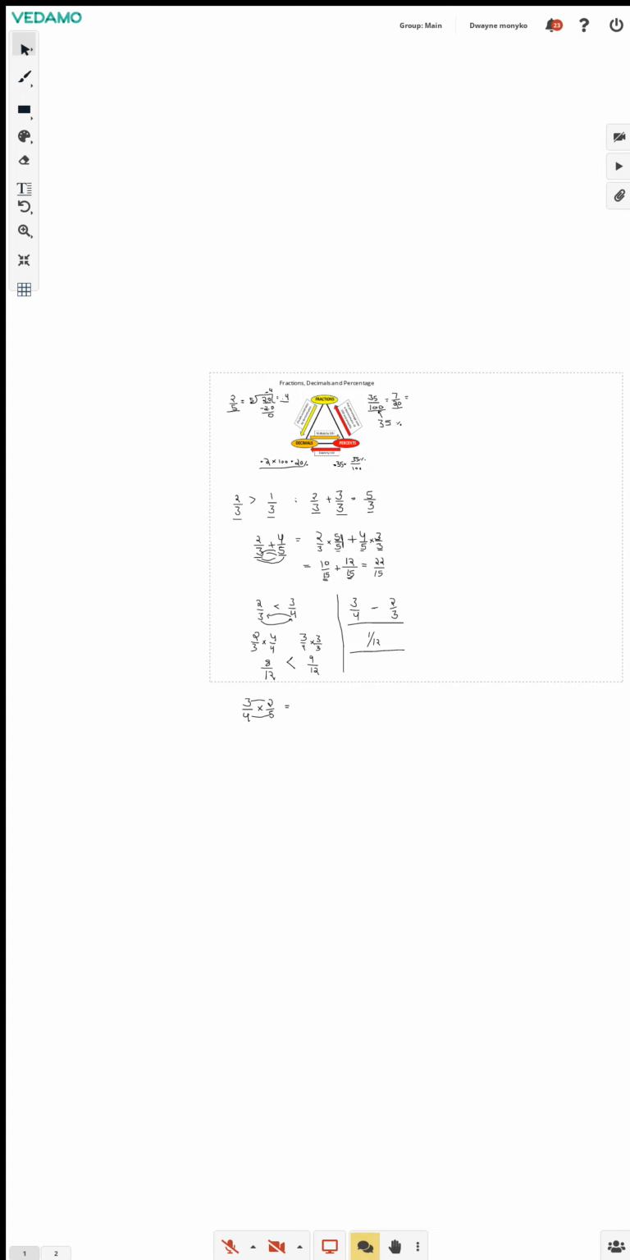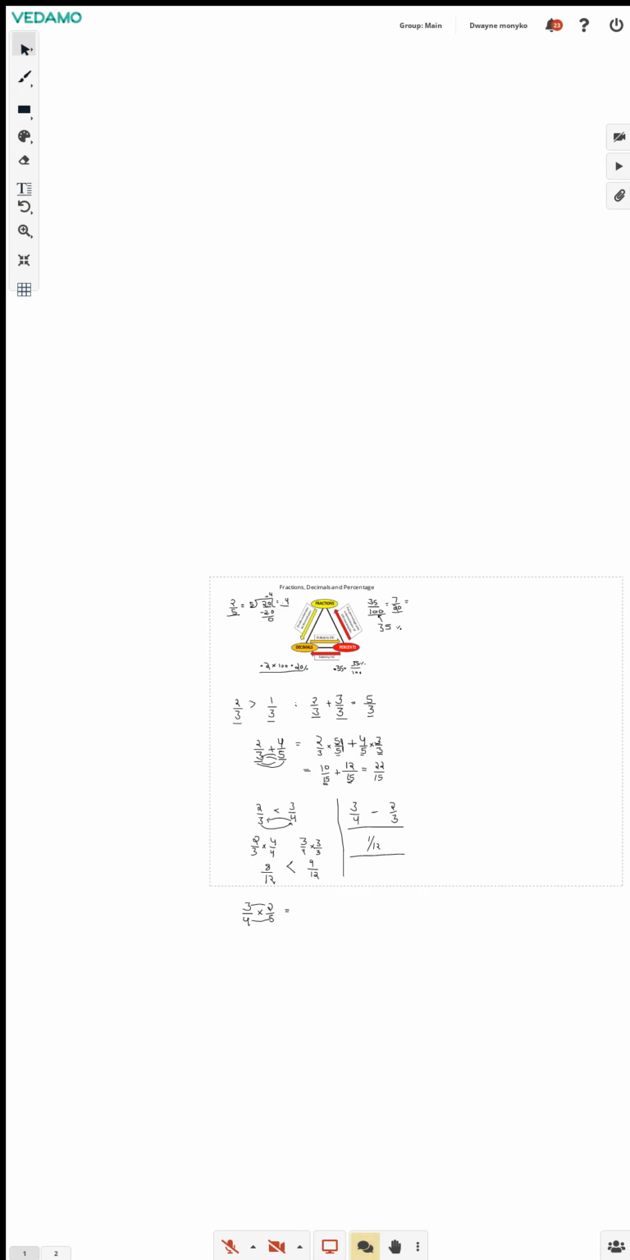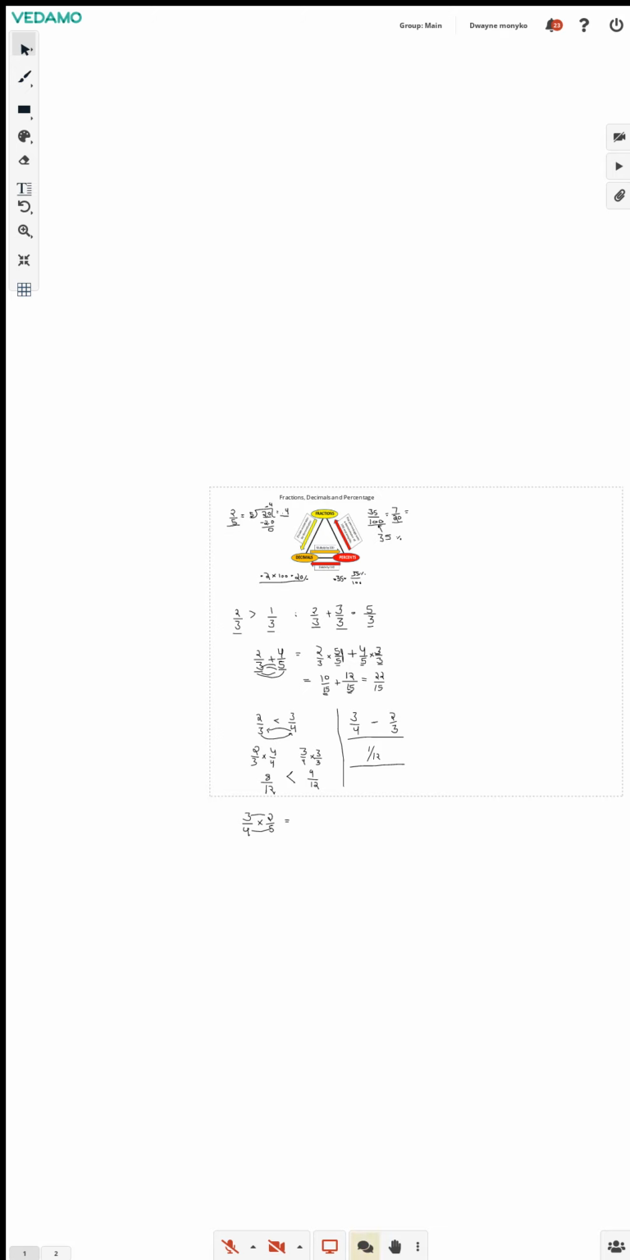Hello, Miss Walleen. What we are doing today is just writing the summary of fractions, decimals, and percentages. First we saw how to compare fractions with similar denominators.